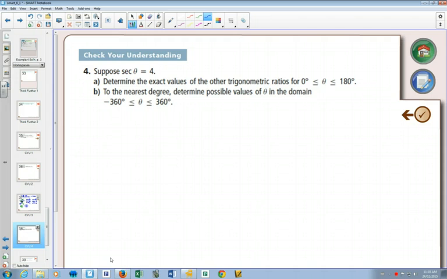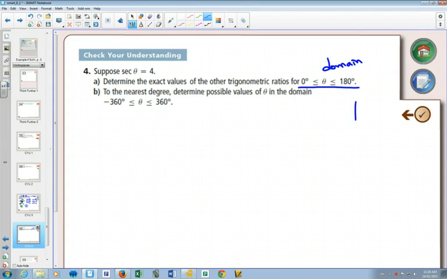So here we're told that secant theta is equal to 4. Because it's starting with secant theta equals 4, that makes it a grade 12 question because you're first looking at secant and you haven't done that before. Some of this part A is stuff you've done before. This is telling you your domain, that you're looking for an answer between 0 and 180 degrees.